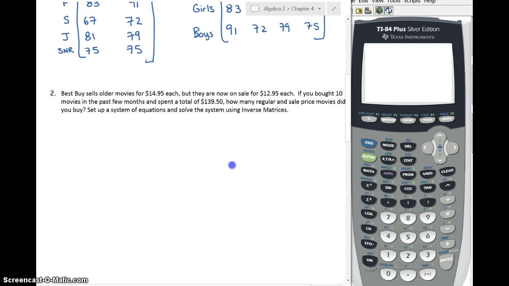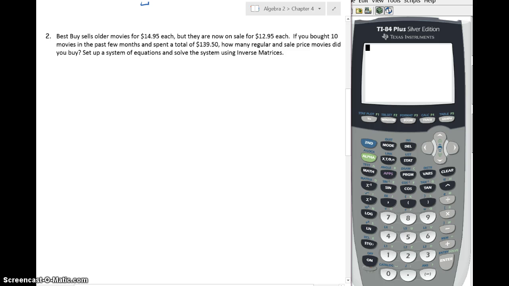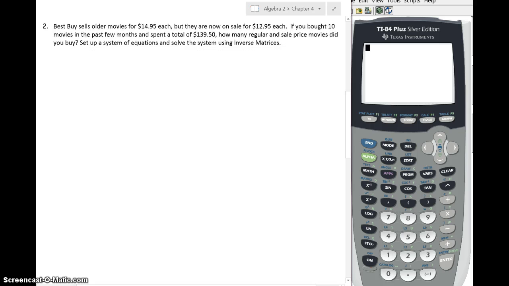Now we're going to go into example number 2. Example number 2 says Best Buy sells older movies for $14.95 each, but they are now on sale for $12.95 each. If you bought 10 movies in the past few months and spent a total of $139.50, how many regular and sale price movies did you buy? Set up a system of equations and solve the system using inverse matrices.